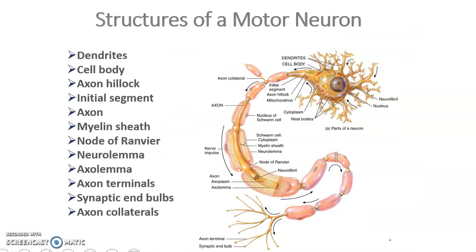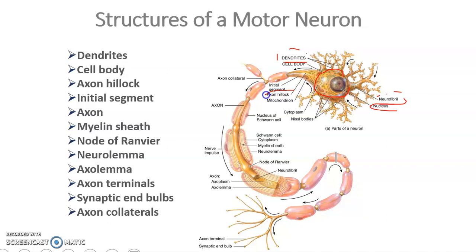This is a motor neuron. It's formed of a cell body. Inside the cell body, there is the nucleus, neurofibrils, which form the cytoskeleton, and many other organelles. Dendrites are short tree-like branches attached to the cell body. Then we have the axon.